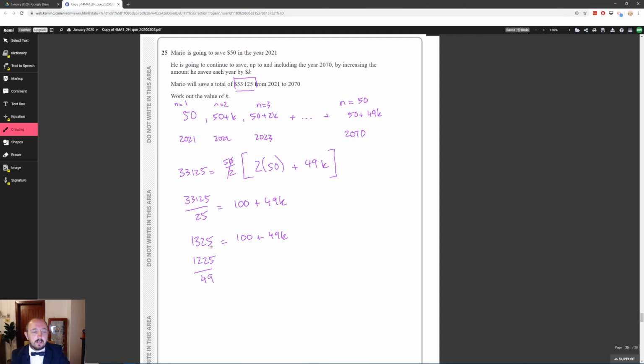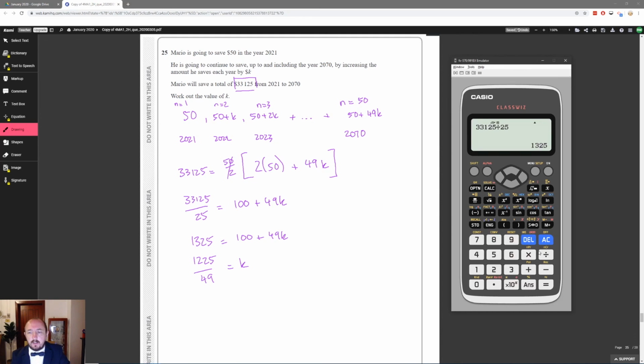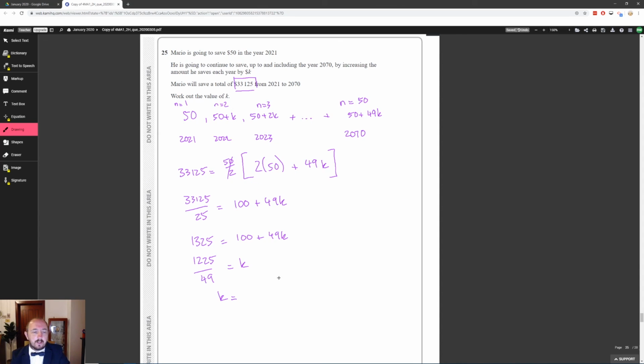1225 over 49 will give us our k value. So minus 100 and divide by 49. So k equals 25. So they're going to increase the savings by $25 each year.